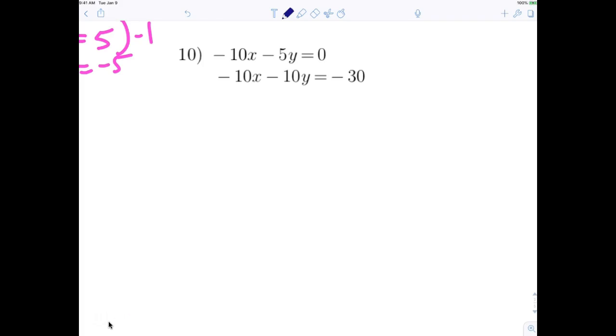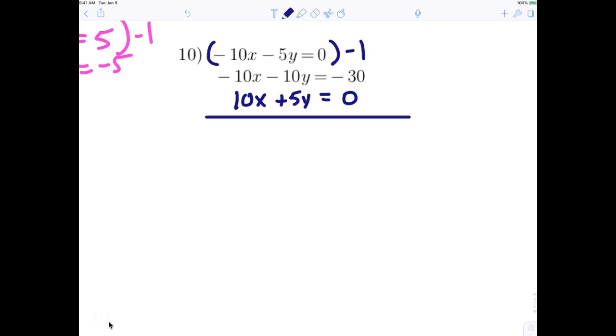Now, again, notice here, guys, I have negative 10x and negative 10x. So I'm just going to multiply the top equation by what? Negative 1. Now, when I multiply the top by negative 1, I get 10x equals 0. Now you can add them because something cancels. This cancels. And so now I end up with negative 5y is equal to negative 30. And so y equals what? Y equals 6.